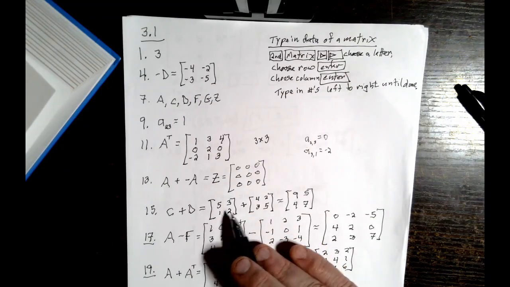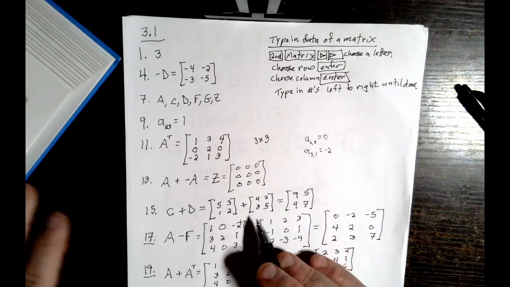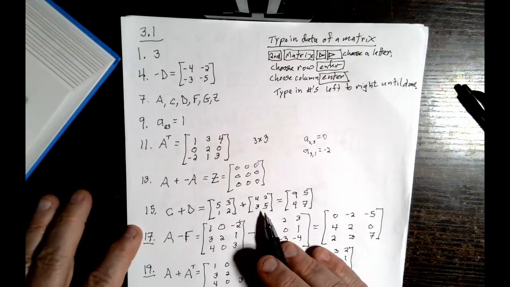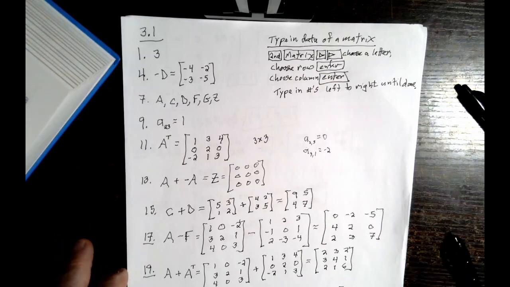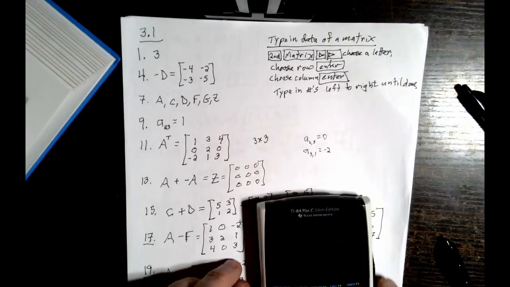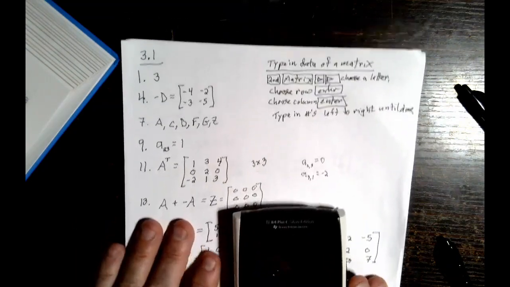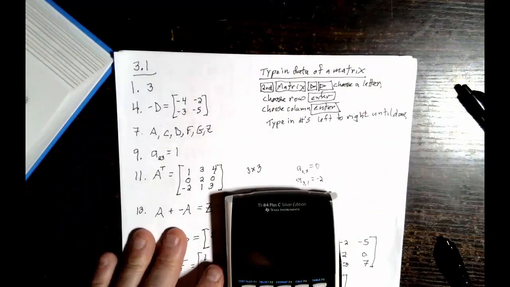15 says perform the operation. So I want you to be able to do this by hand on a piece of paper and also on your calculator. So how do you type in data on your calculator? Here's how you do it.